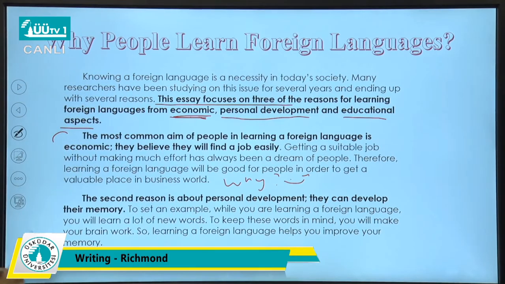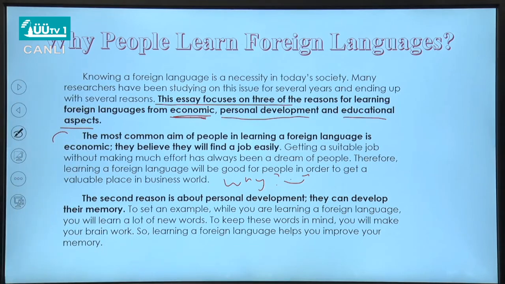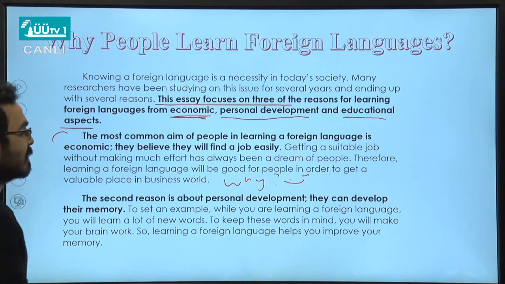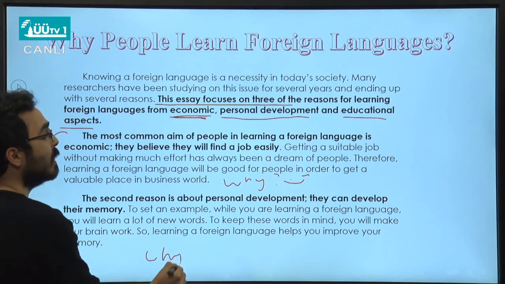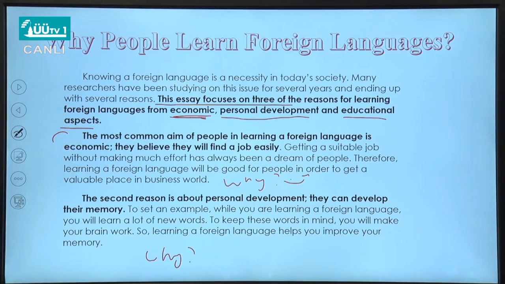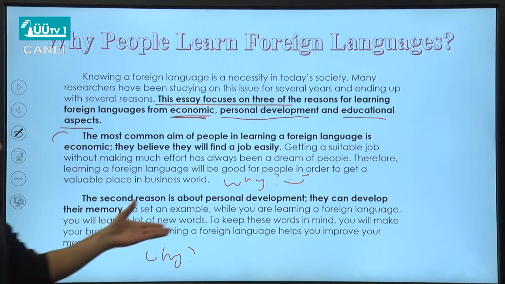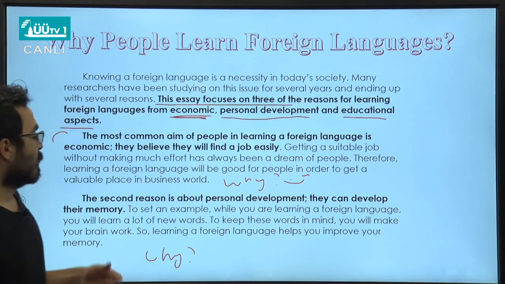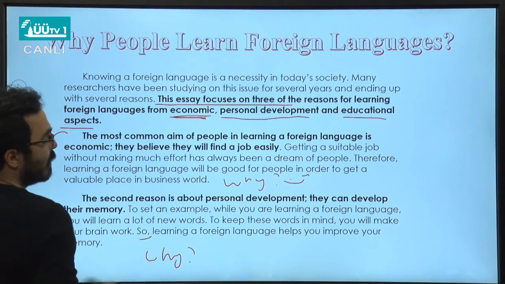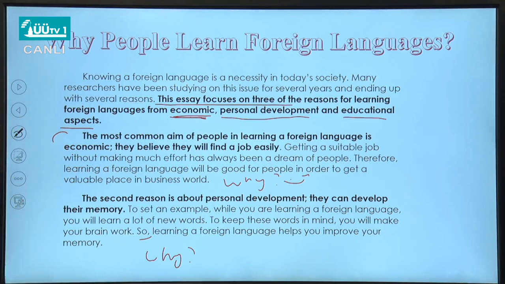The second reason is about personal development. They can develop their memory. To set an example, while you are learning a foreign language, you will learn a lot of new words. To keep these words in mind, you will make your brain work. Again, it gives me an explanation of why personal development is important, right? While you're learning a foreign language, you will learn a lot of new words. Therefore, learning a foreign language helps you improve your memory.